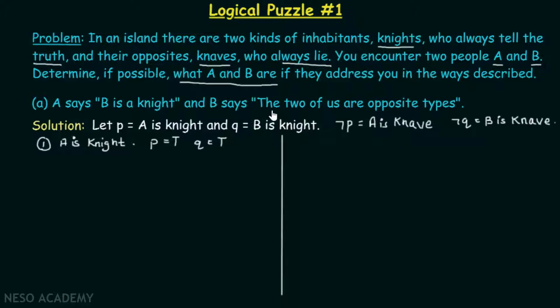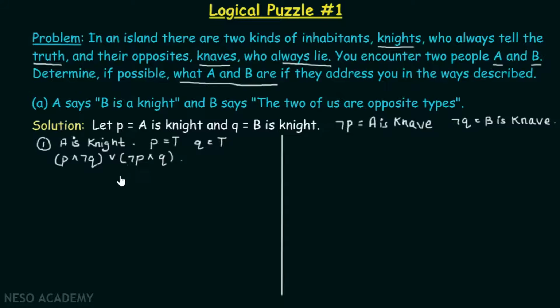According to the statement, the two of us are opposite types. This simply means that P and not Q, or not P and Q. Isn't that so? When A is a knight, B is a knave. And when A is a knave, B is a knight. Right? Any one of them must be satisfied. Then only we can say that the two of us are opposite types.